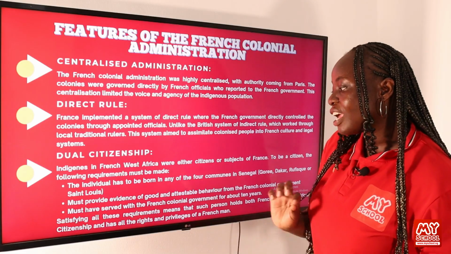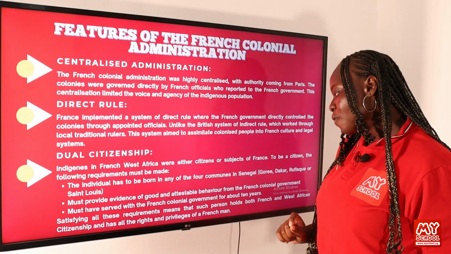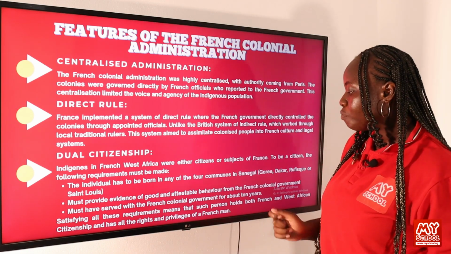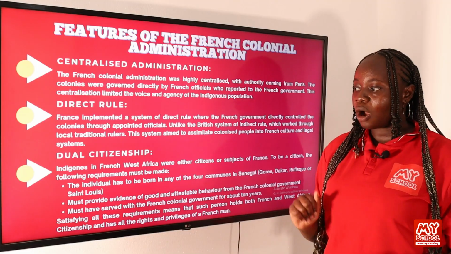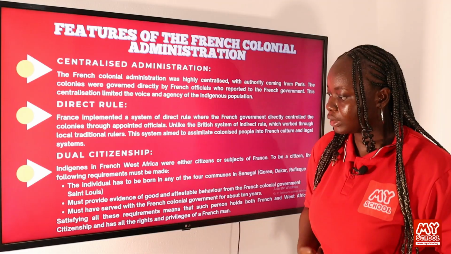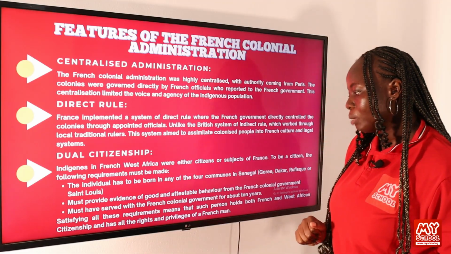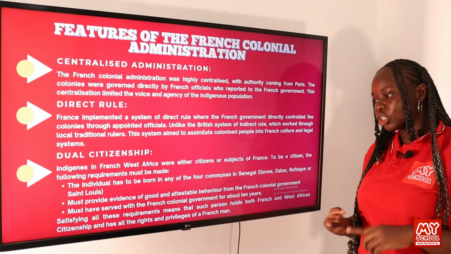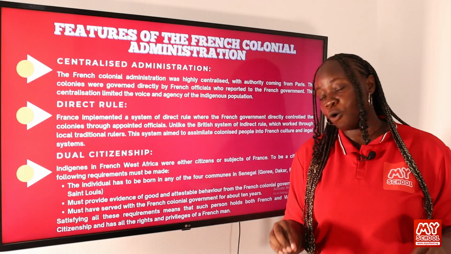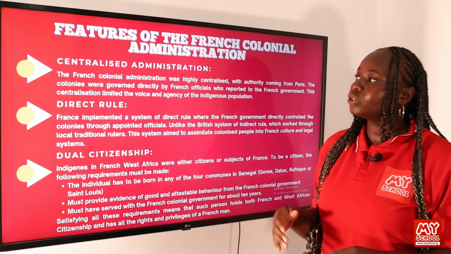You must also provide evidence of good and attestable behavior from the French colonial government, and you must have served with the French colonial government for about 10 years. These are all the qualifications required in order for you to gain citizenship of France. So satisfying all these requirements means that such a person holds both French and West African citizenship and has all the rights and privileges of a Frenchman. Now let's move on to the next slide.